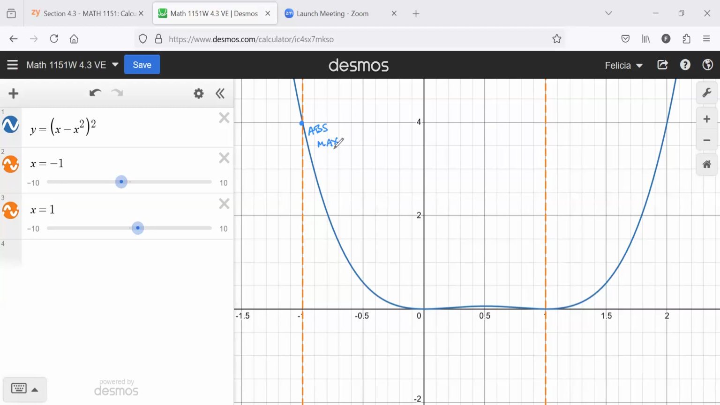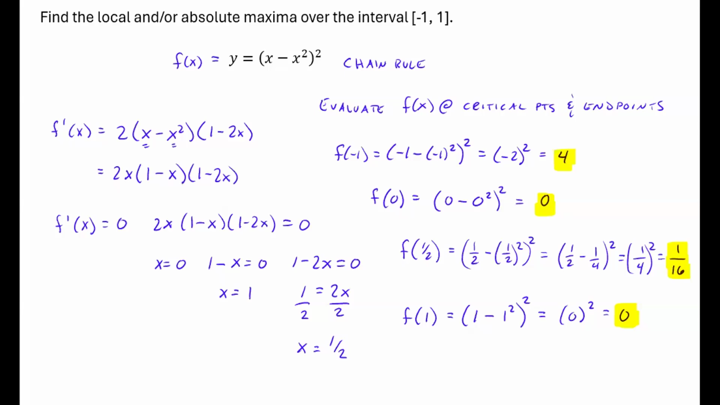And it also asks us to identify any local maxes. You'll notice that when we had plugged in the 1/2, we ended up with a value of 1/16 as the y value. So this would be our local max on the graph itself. So if we return to this problem, our absolute max was this value of 4, right? And the 1/16 was our local max.